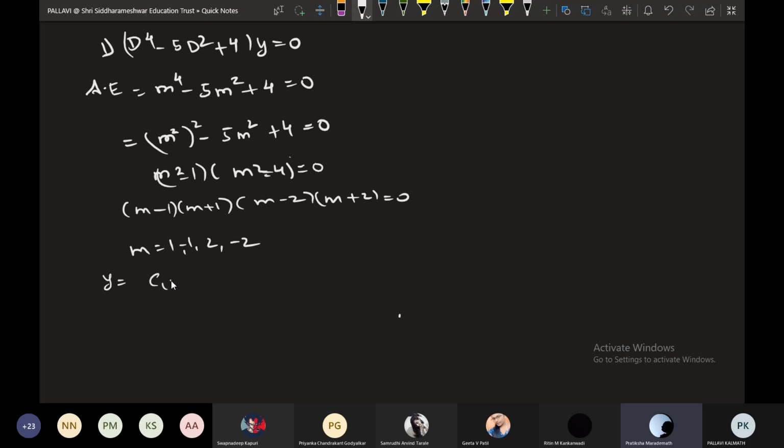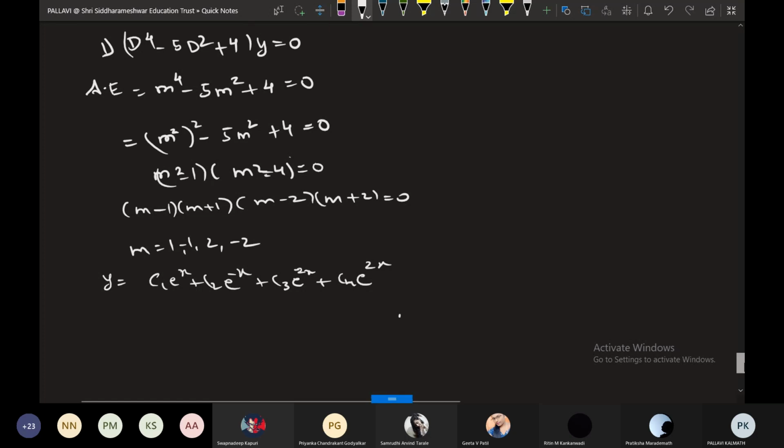C1 e raised to 2x plus C2 e raised to minus x, C3 e raised to minus 2x plus C4 e raised to x. Okay, so I have written 1 first. I'll write c1, c2 into e raised to minus x plus c3 into e raised to 2x plus c4 into e raised to minus 2x. Okay, fine.